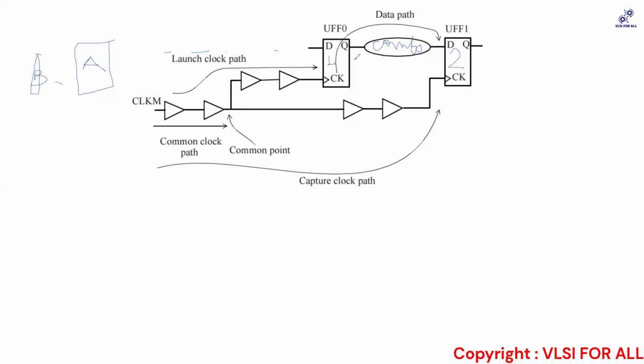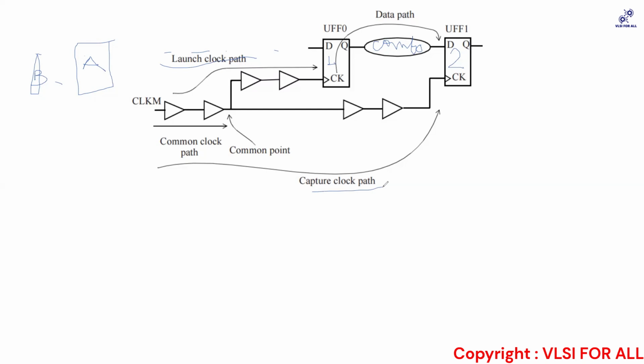Now, if you look at it, there is a path from this clock which is going to the clock pin of your launch flop. And there is a way the clock traverses from your clock port to the clock pin of your capture flop. So you have to segregate and say that the clock path can be divided into two categories. The path taken by the clock to reach from the clock port to the clock pin of the launch flop is called launch clock path. And the path traversed by the clock to reach from the clock port to the clock pin of the capture flip-flop is called capture clock path.